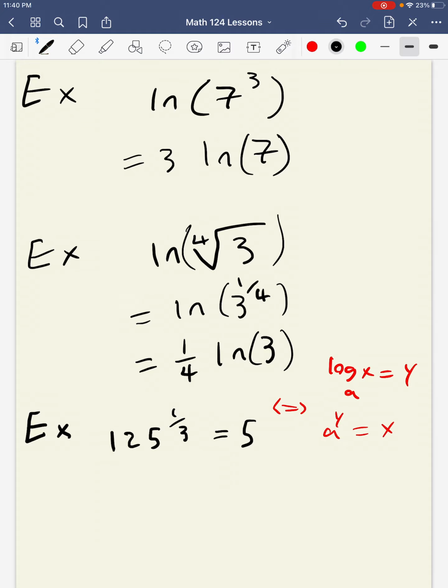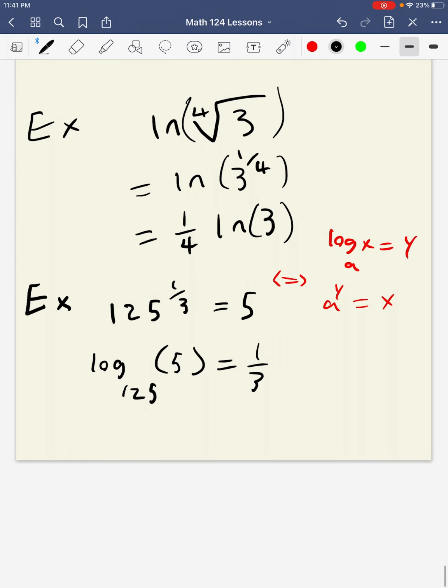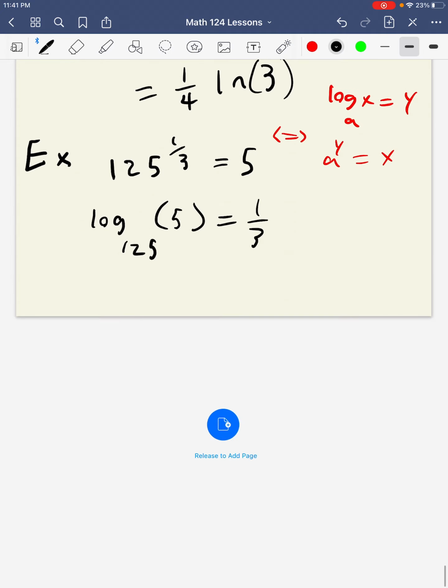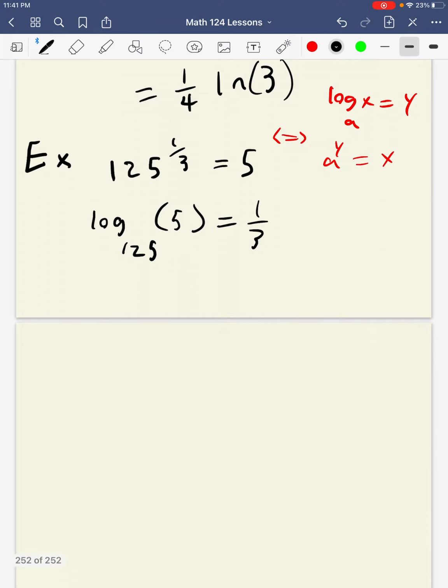And if we do that, here we have a to the y equals x. So you do log of a x equals 1/3. So hopefully that's not too bad.